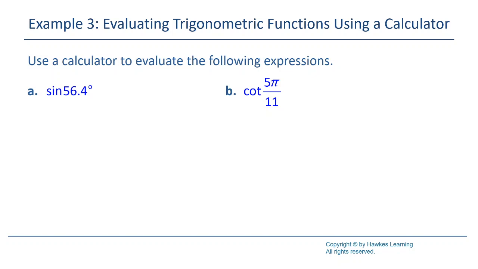So first one's pretty simple. Let me double check my calculator. So sine of 56.4 degrees. So I go in, I check to make sure that it's in degrees mode. And because I'm paranoid about it, I will double check it. And so then I do sine of 56.4, and I get that that's equal to approximately 0.83. I'm going to stop it there, at 3 decimal places.